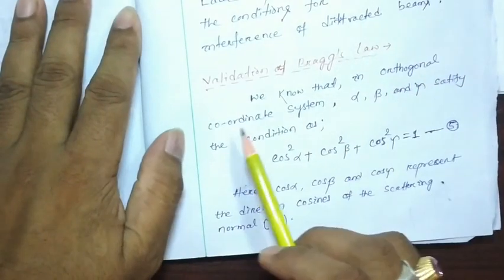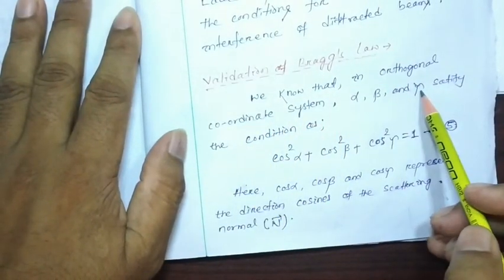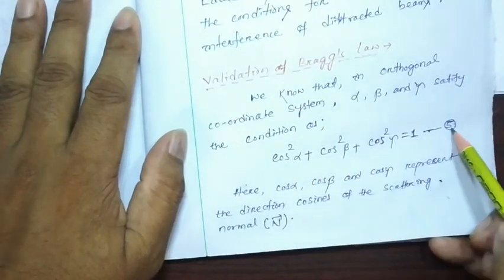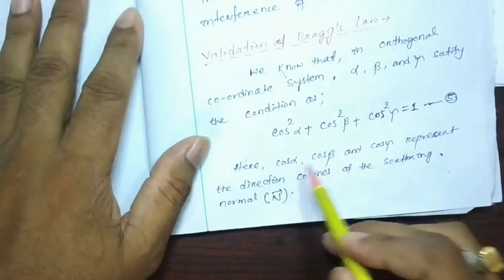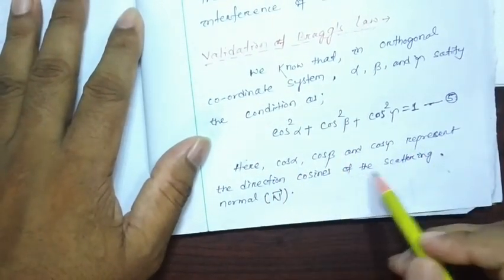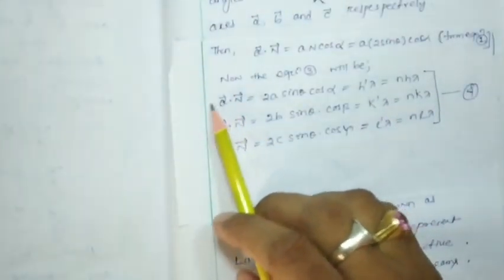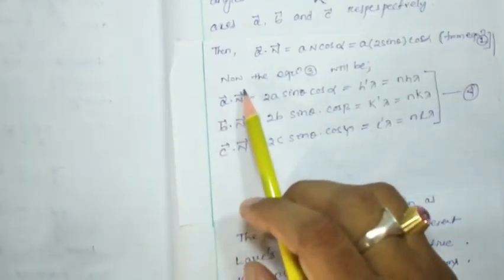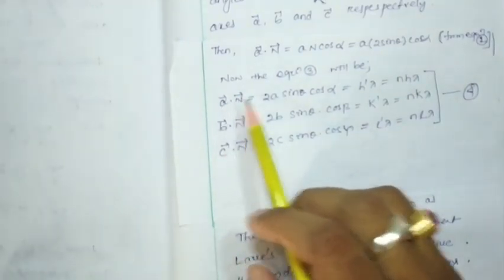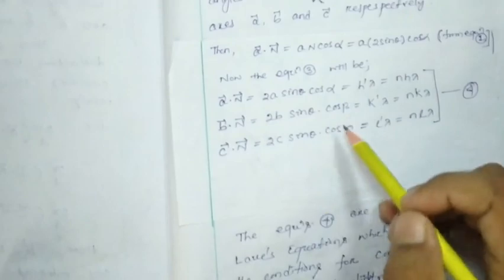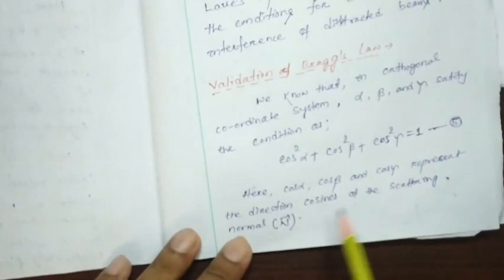We know that in an orthogonal coordinate system, alpha, beta, gamma satisfy the condition cos square alpha plus cos square beta plus cos square gamma is equal to 1. Let this be equation number 5. Here cos alpha, cos beta, cos gamma represent the direction cosines of the scattering normal n, because we have considered that the crystallographic A vector is angled with n as alpha, B with n as beta, and C with n as gamma. So these are the direction cosines of the scattering normal n.